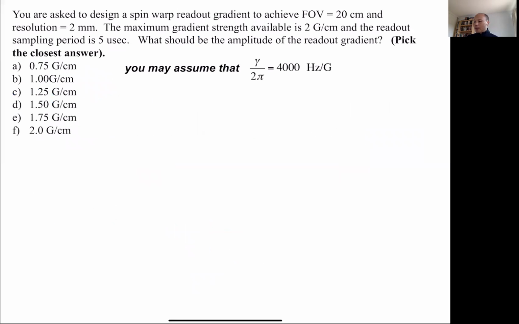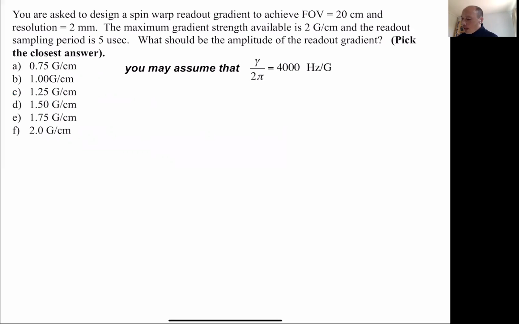Okay, so we're going to do two problems together, and then we'll have you guys in breakout rooms in a little bit. All right. So you're asked to design a spin warp readout gradient to achieve FOV of 20 centimeters and resolution equals 2 millimeters. The maximum gradient strength achievable is 2 Gauss per centimeter, and the readout sampling period is 5 microseconds. What should be the amplitude of the readout gradient? Pick the closest answer. Picking the closest answer means that the actual answer may not actually be listed here, but let's go through that.